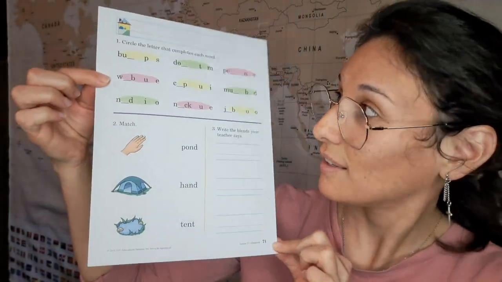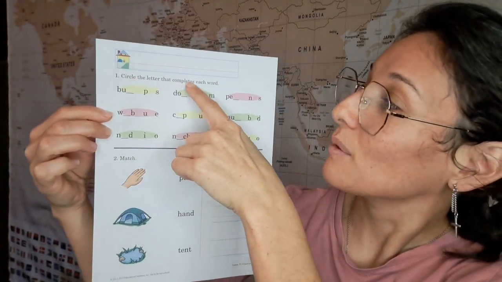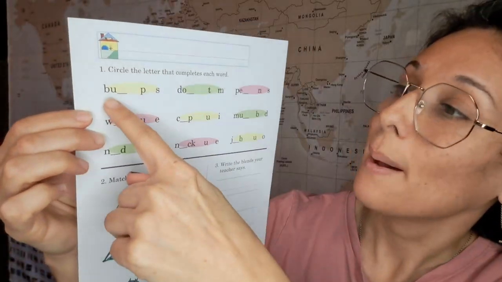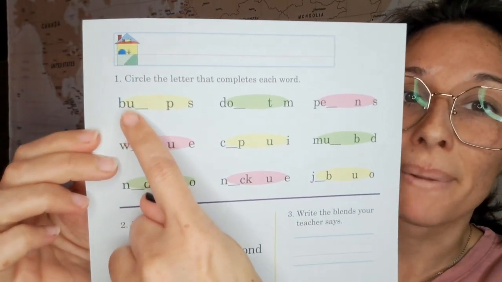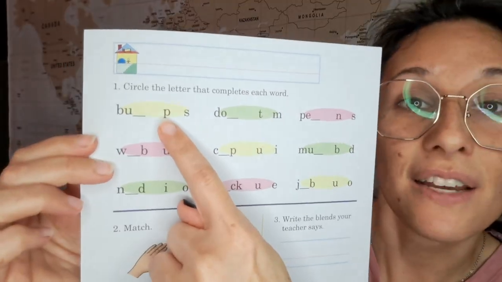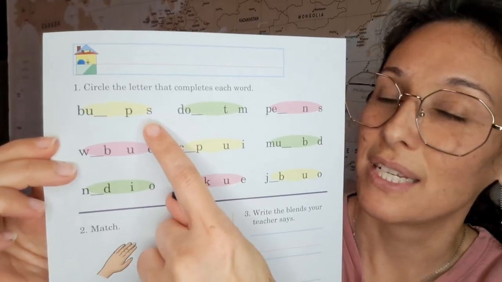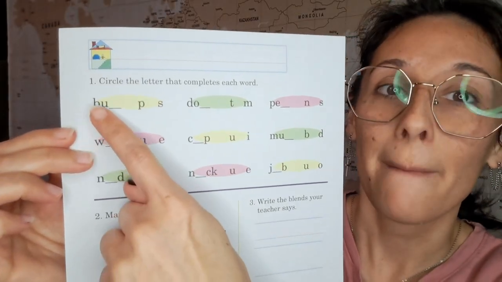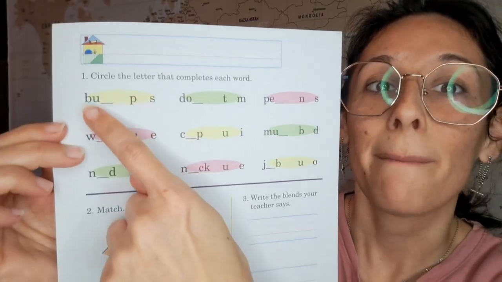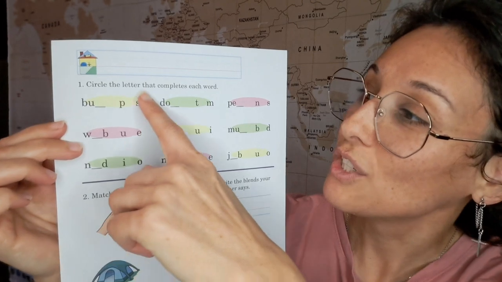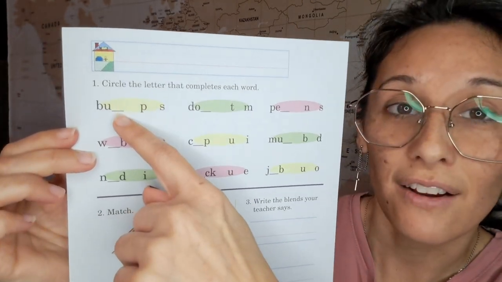Now you're going to do your page 77 out of your letters and sounds book. Circle the letter that completes each word. There on the top. Let's do the first one. B, ba. Let's try the P. See if the P works there. Bup, bup. Let's try the S because bup is not making a word. Bus, bus. That makes a word. A bus. So you can circle the S or you can draw it in right there on top of that line.